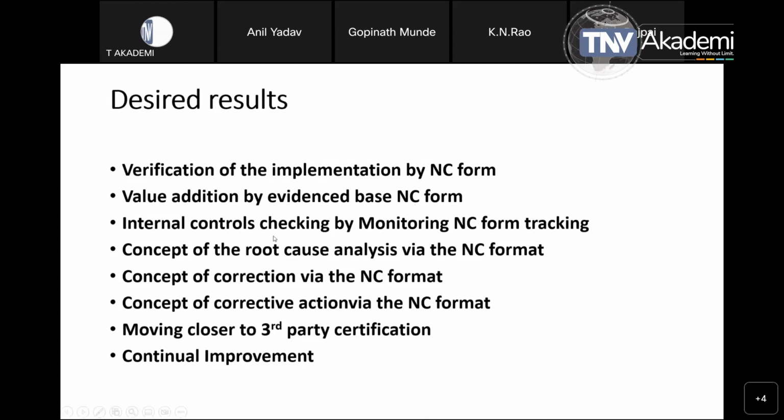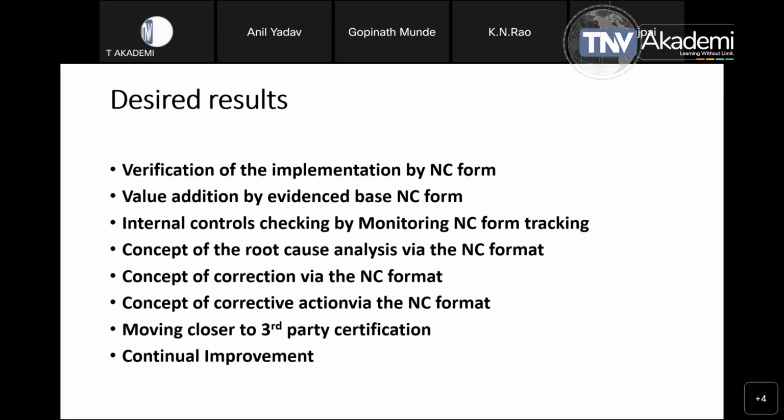To do that, internal control checking by NC form tracking. NC forms have been filled, information has been filled. So now the internal controls are being checked by looking at the NC form tracking. Then the NC form will also indicate the concept of root cause analysis. Have we understood it? Looking at the NC form itself, the way it has been filled, the experienced auditor will come to know in a few minutes or a few seconds, depending upon his knowledge and capability, that root cause analysis is not done. This is filled just by the MR or the coordinator or the department head.